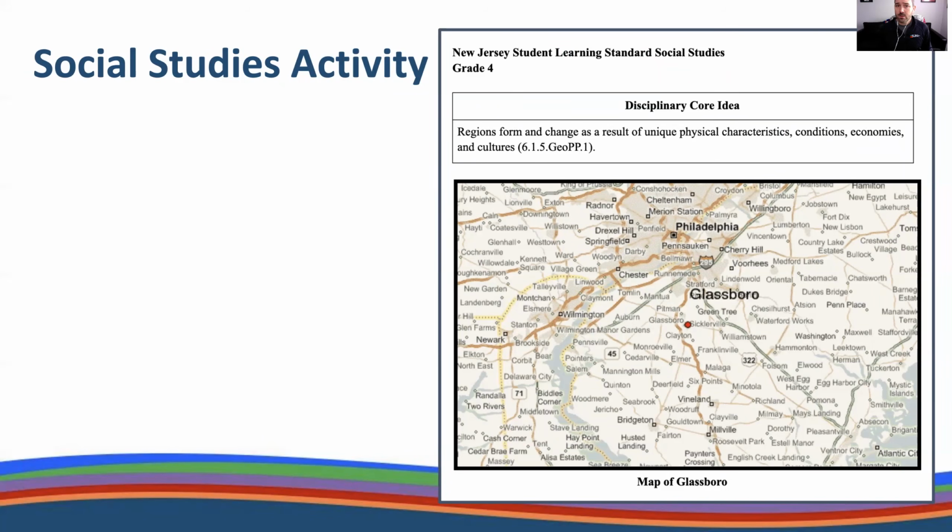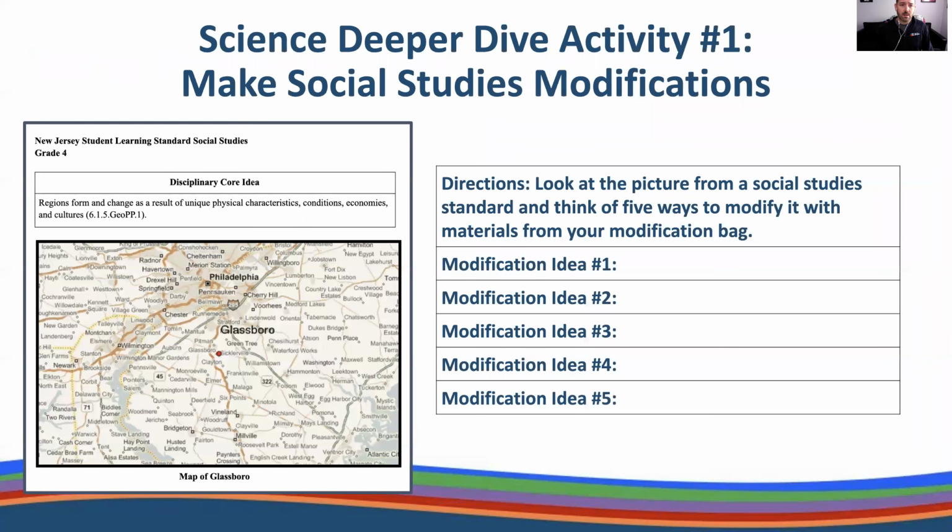So what I'd like for you to do is do the same thing with a map of Glassboro, right? So in this image here, you have the image of Glassboro, you have Cherry Hill, you have Philadelphia, you have all kinds of roads. The disciplinary core idea here is regions form and change as a result of unique physical characteristics, conditions, economies, and cultures. So be thinking, how can I make this accessible for the students that I support, right? And so you're going to come up with 5 different ideas from your modification bag and figure out how you would make this accessible for your students.